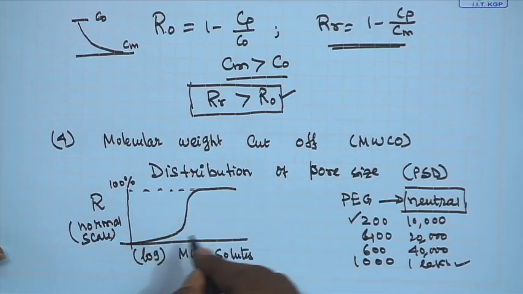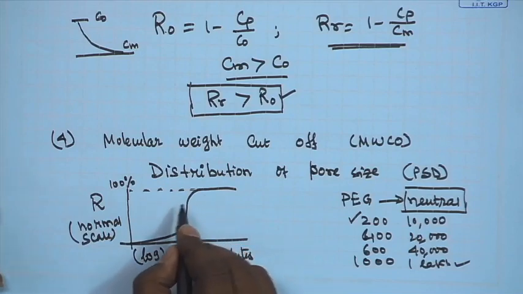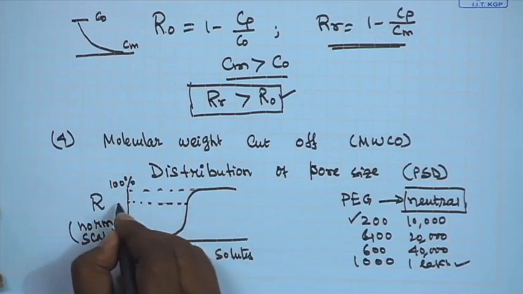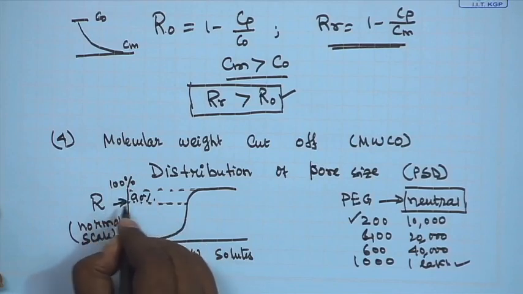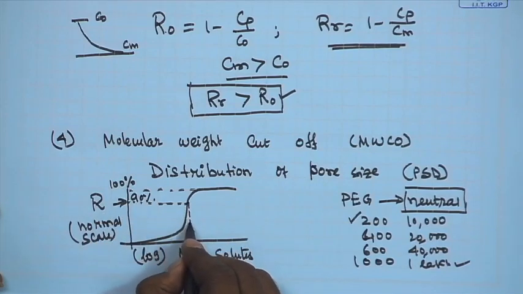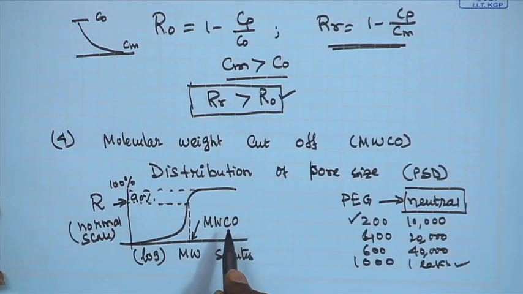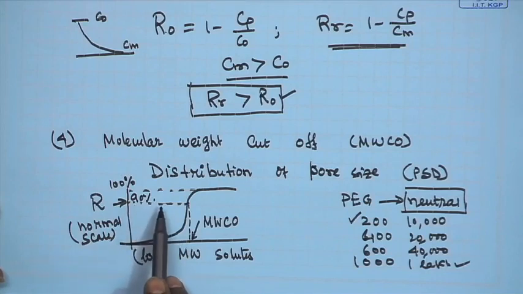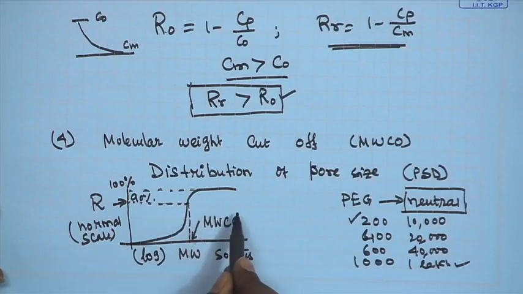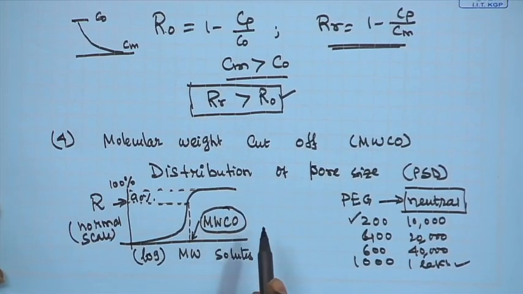So, we generate this curve, and the value of molecular weight corresponding to 90% retention is known as the molecular weight cutoff of the membrane. So, we define the molecular weight cutoff of the membrane as the molecular weight of the solute which will be retained 90% by the membrane. This is the typical definition of molecular weight cutoff of the membrane, and this is the typical method by which molecular cutoff of the membrane is defined.